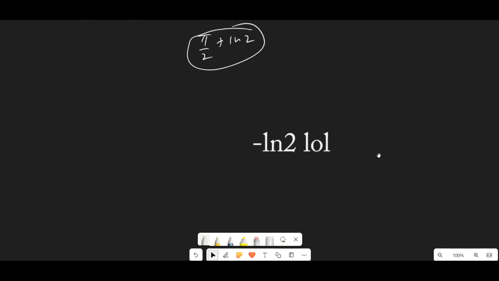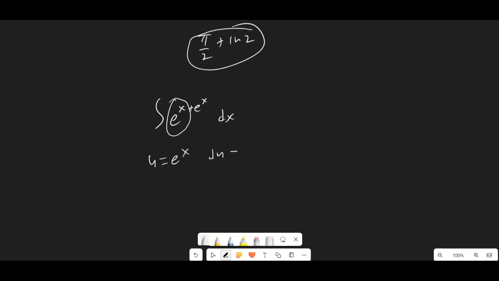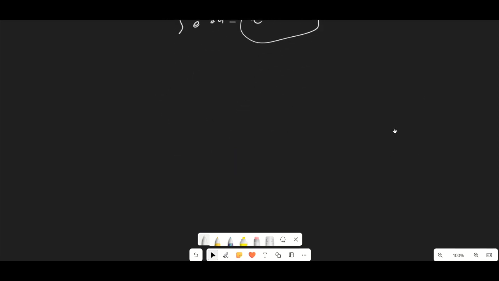All right, next problem. This one's kind of silly. We have the indefinite integral of e to the x plus e to the x in the exponent there. So we could just do u equals e to the x, and then du equals e to the x dx. So we just end up with the integral of e to the u du, and so our answer is e to the x plus c. I believe this has been used in MAT integration B a few times, so I recognize it.